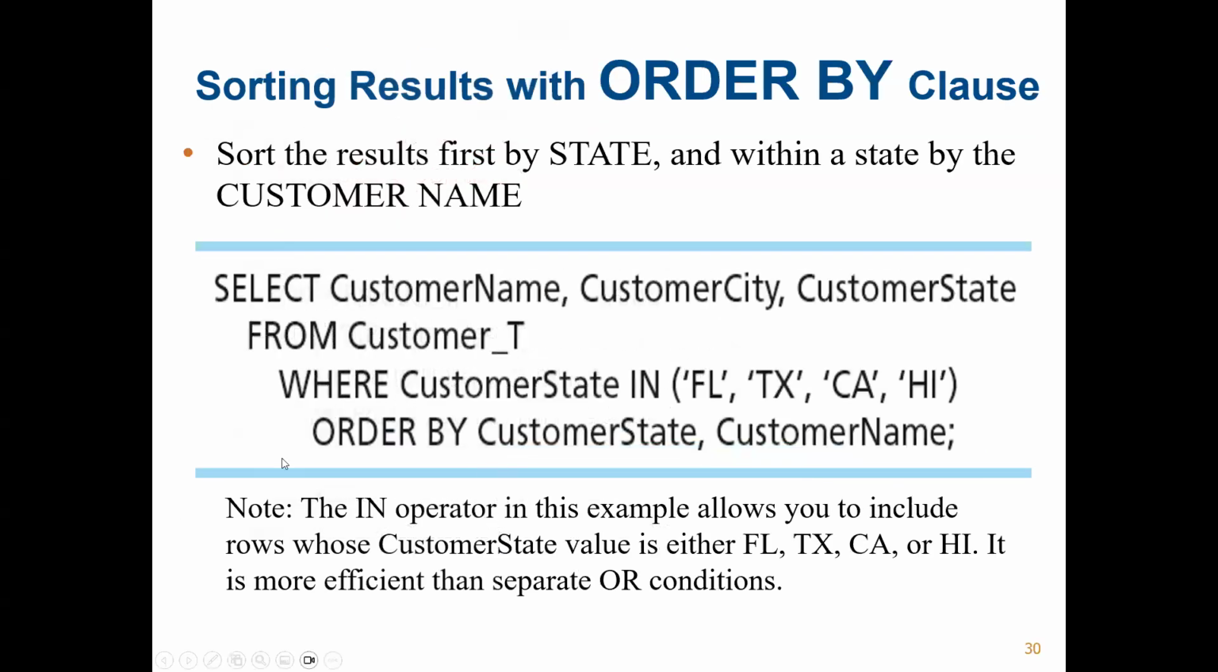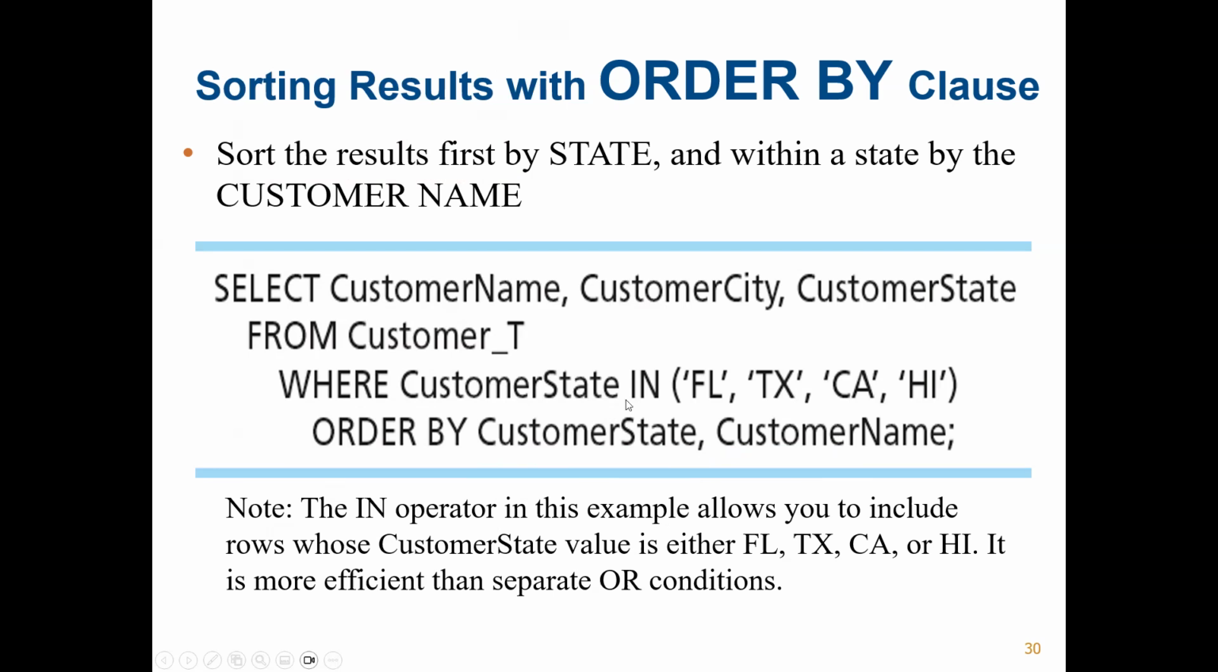And more examples here. Again, this is ORDER BY. So ORDER BY is very straightforward. Here we select a few columns from a table. We have a condition. We need Florida, Texas, California, Hawaii. But when we finish, we are going to put the result in order. We're going to order by customer state field and also customer name. Now here you see that we are using the IN operator. Why? Because we have many states.